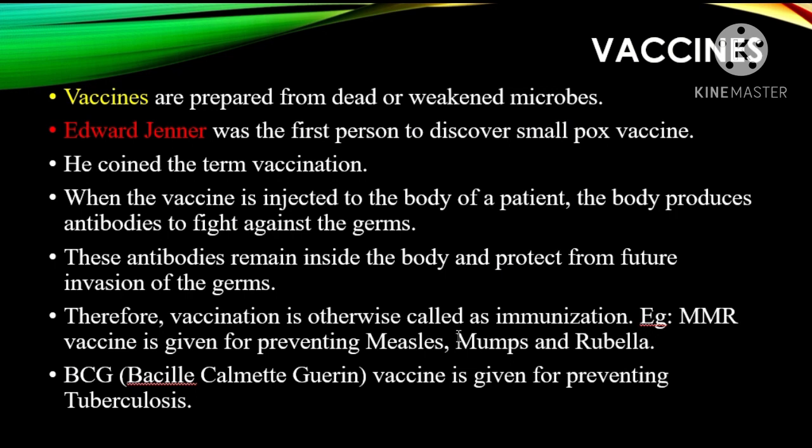And BCG, what is the BCG vaccine? It is a vaccine given for preventing tuberculosis. Tuberculosis is caused by a bacterium called Mycobacterium tuberculosis, and it is one of the opportunistic diseases of AIDS, that is acquired immunodeficiency syndrome, caused by HIV, the human immunodeficiency virus. In many countries with a high prevalence of TB, this BCG vaccine is usually given to prevent childhood infection. This is another major important role of microorganisms.